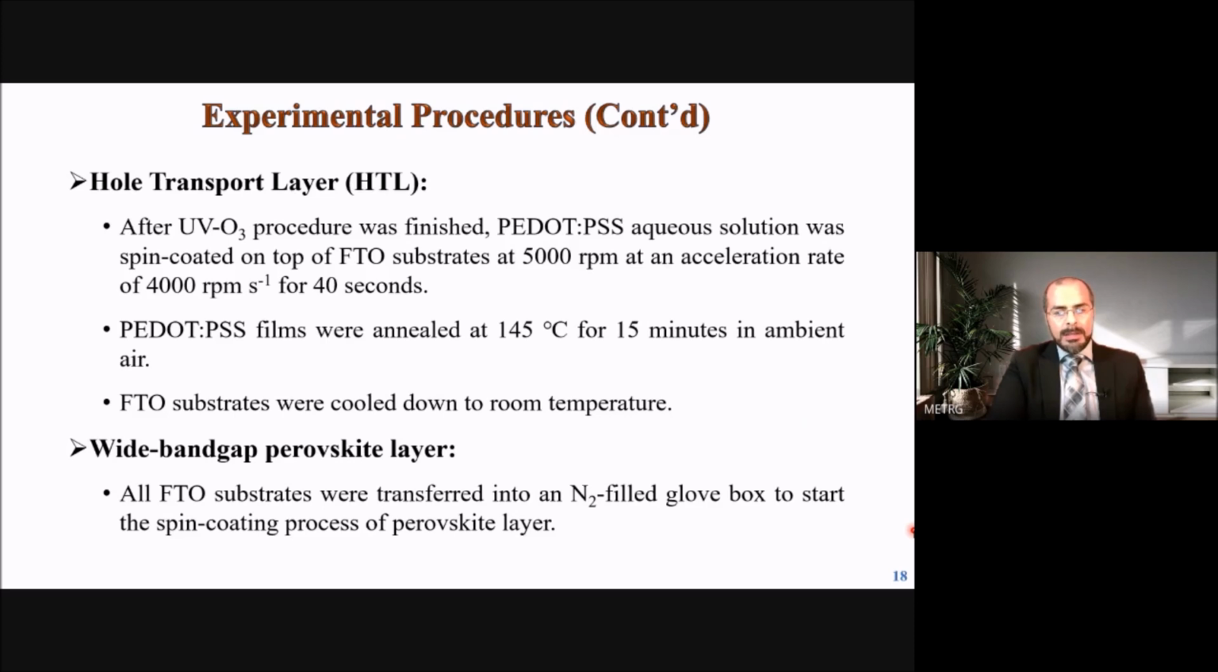After we're done with this step, we will take the substrate and put them on the hot plate at a temperature of 145 Celsius for 15 minutes. And after that, we turn off the hot plate and let them cool down to room temperature. The next step is to form or deposit the wide bandgap perovskite layer. Basically, this step will not be done outside or in room conditions. We need to transfer the substrates inside the glove box filled with nitrogen and do the spin coating there.